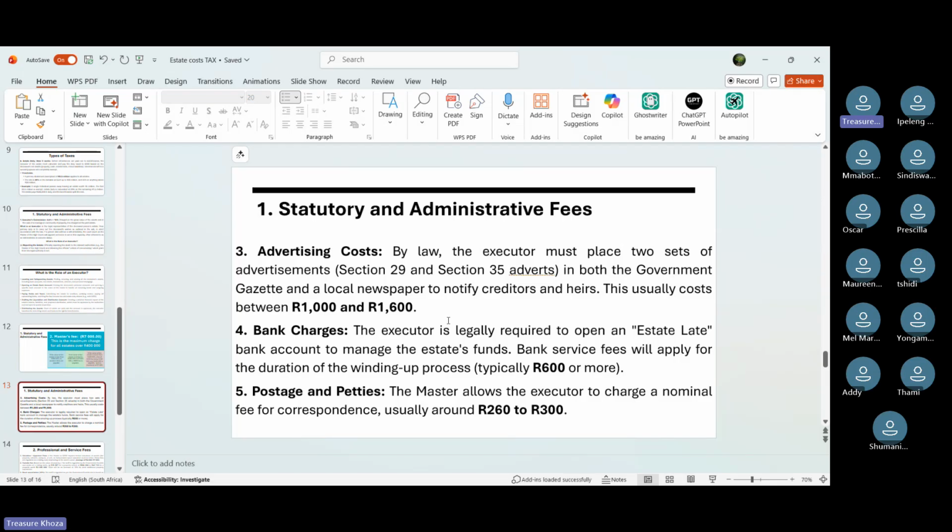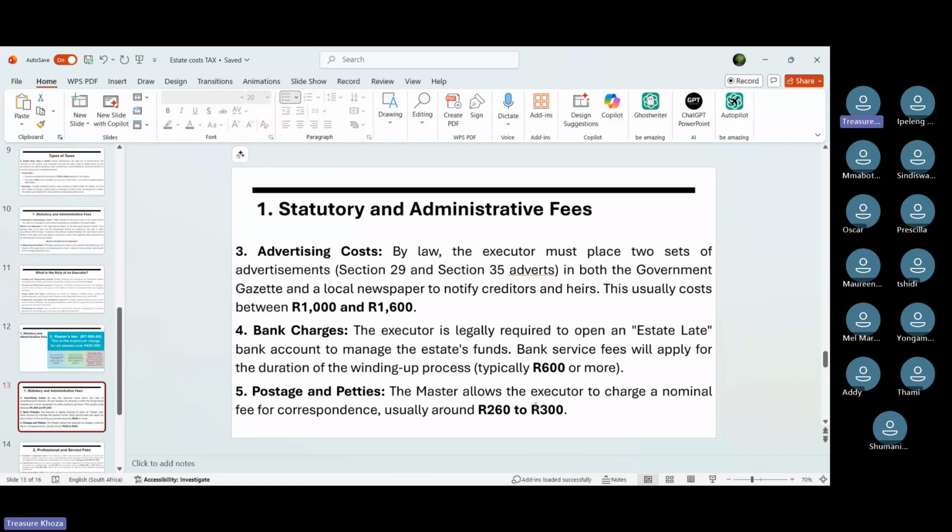And then we also have bank charges. The executor is legally required to open an estate-late bank account to manage the estate funds. So bank services fees will apply for the duration of the winding up process, typically 600 rand or more. We also have what you call postage. The master allows an executor to charge a nominal fee for correspondence, usually around 260 to 300 rand.